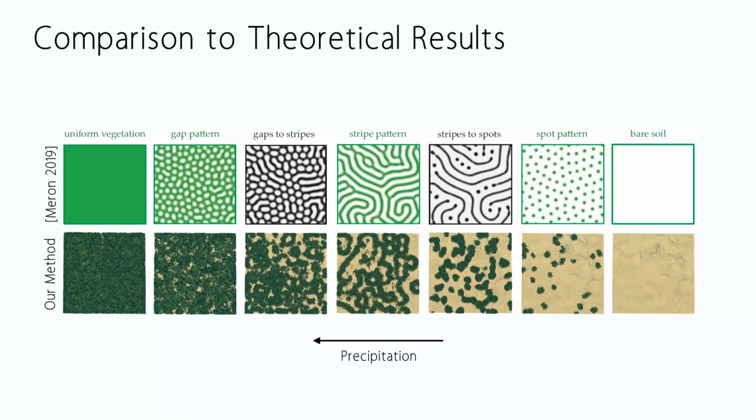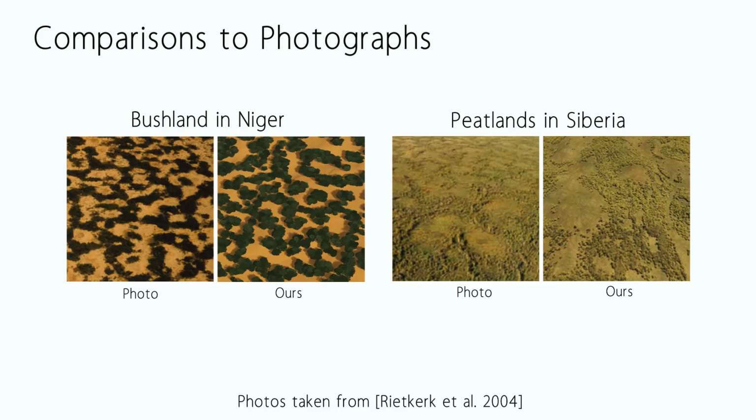Our simulation results not only produce interesting patterns, but also conform to theoretical results discussed in ecology research. Here, we compare the parameter space of our model in terms of gaps, stripe, and spot patterns to a study published by Meron. To better illustrate the expressiveness of our approach, we simulated bushland in Niger and peatlands in western Siberia and compared them to real photographs of vegetation in those regions.